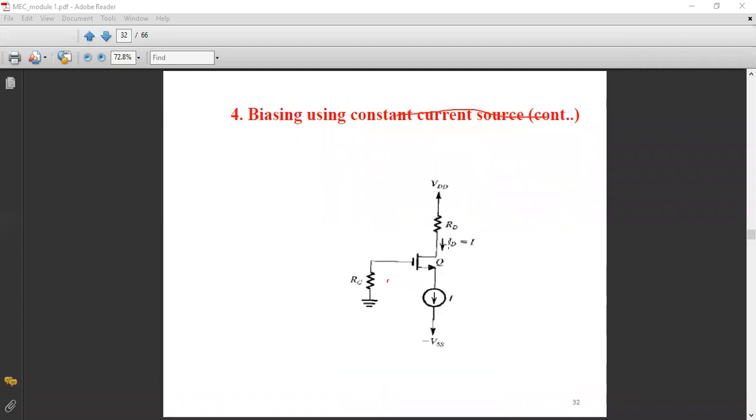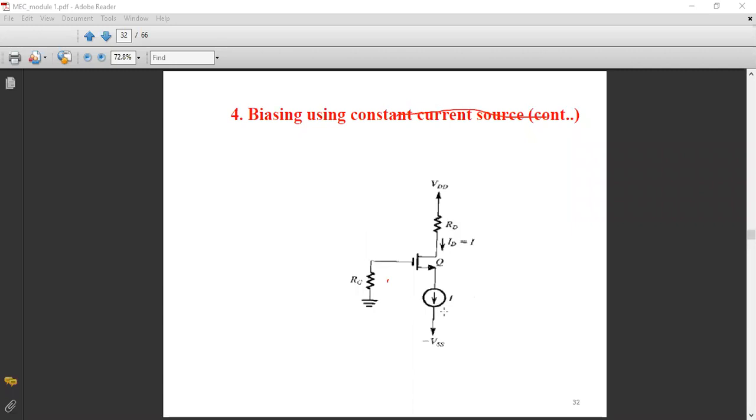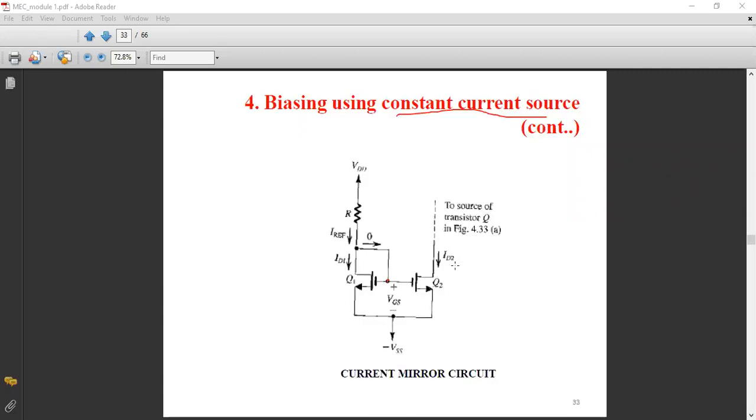See, here ID1 is equal to I. So here ID2 is connected to, I mean, this particular terminal is connected to the source of transistor Q. So we can say that ID2 is nothing but equal to capital I. Okay. So we are fixing I over here, which means that actually we are fixing ID2.